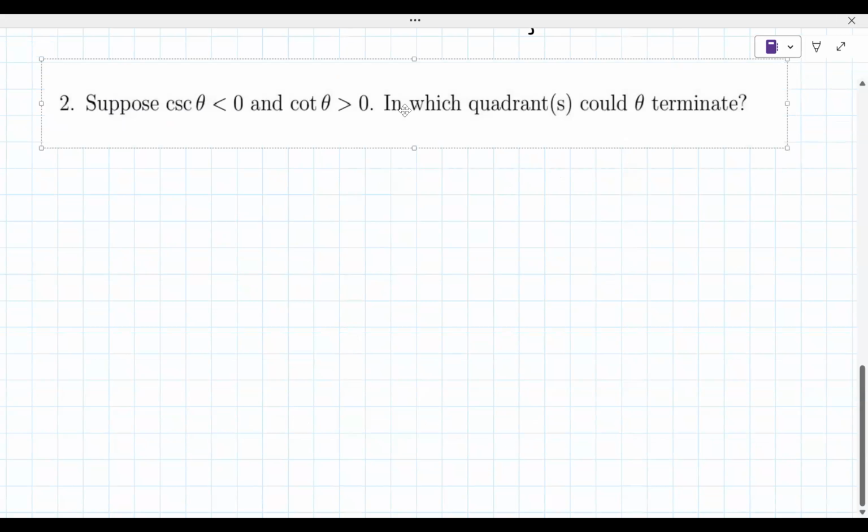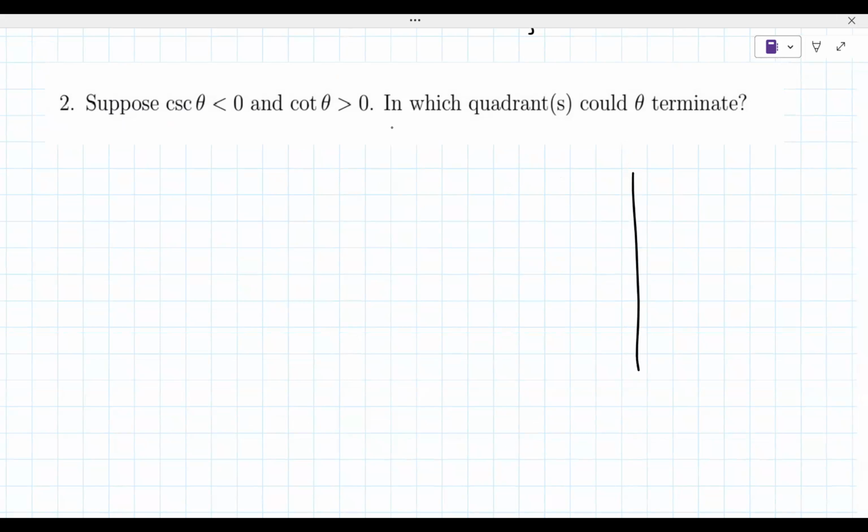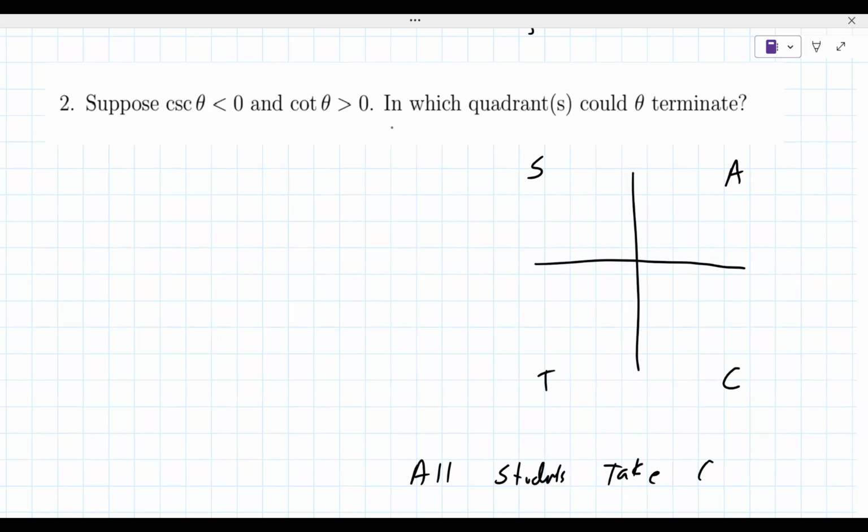Suppose cosecant of theta is less than 0 and cotangent of theta is greater than 0. Which quadrants could the angle terminate in? Basically just saying which quadrant are you in? Have you seen this acronym? Absolutely not. All right. It stands for, well, there's a few variations on it. All students take calculus, which you may or may not agree with, but that's how people remember this.